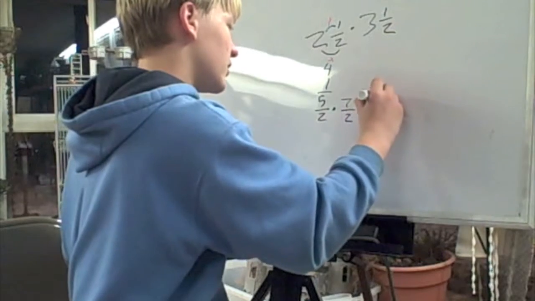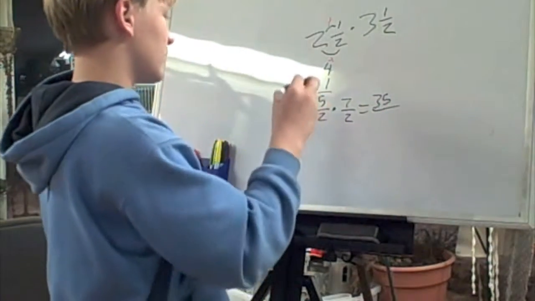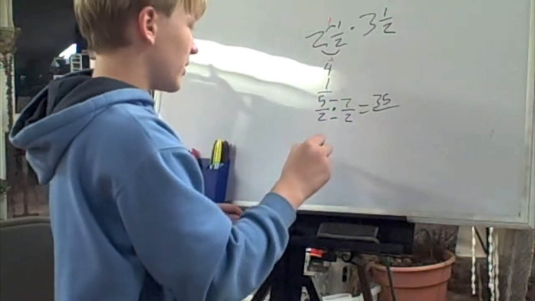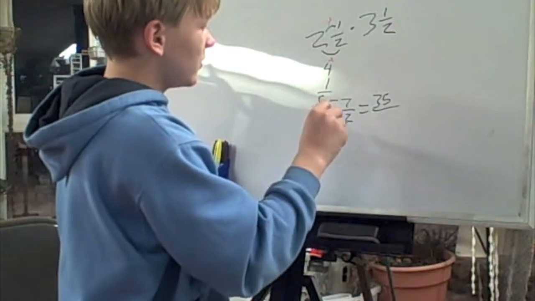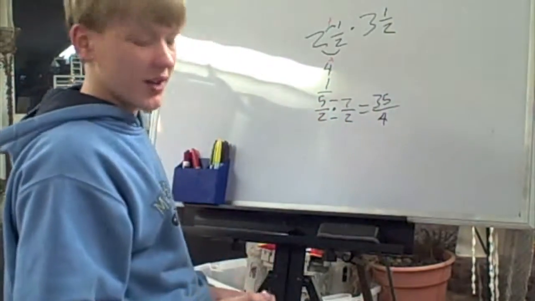5 times 7 is 35, and then 2 times 2, because you do top times top and bottoms times bottom, 2 times 2 would be 4. And you can't simplify that any lower.